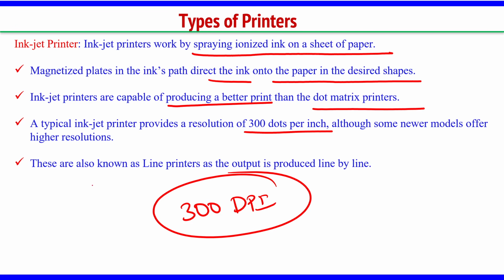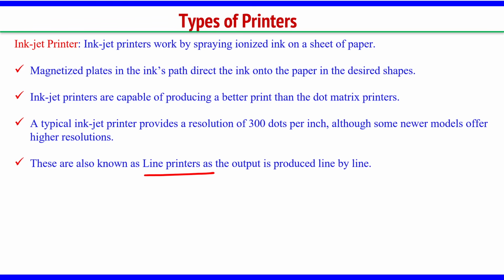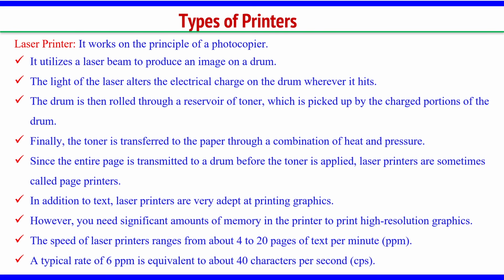This is also known as a line printer, as the output is printed line by line. Inkjet printer is also known as line printer. Then the final one is the laser printer. This is the final type of printer. It works on the principle of a photocopier, a Xerox machine. It utilizes a laser beam to produce an image on a drum.